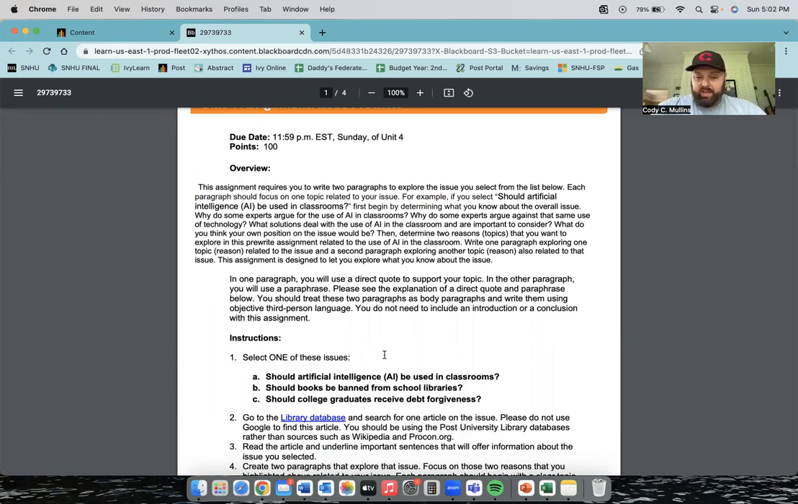You're going to treat these two paragraphs as body paragraphs, and you're going to write them in objective third-person language. You don't need an introduction or a conclusion. These are going to fit sort of in the middle of your essay. And I know that seems strange that you're writing from middle out, but as we build our essay, it's important to find sources and to sort of build your argument.